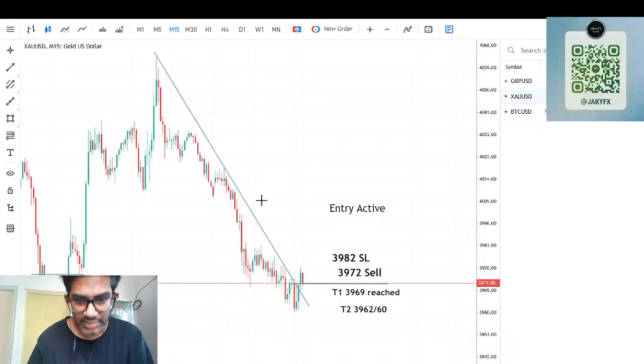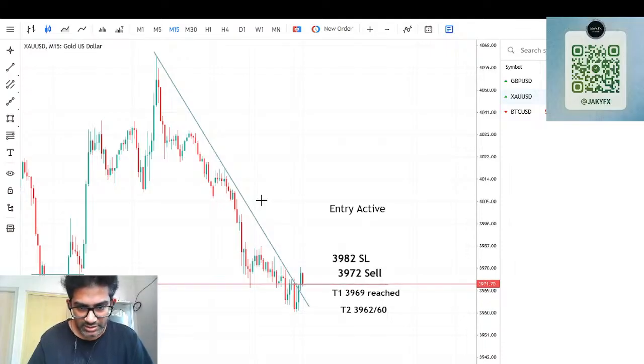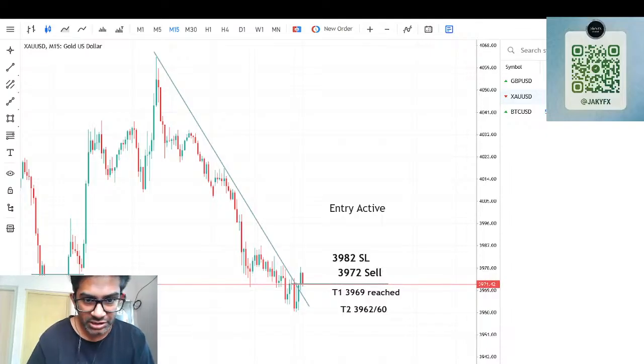You can always be ready to book your partial profits as and when it reaches 3969. Always be ready to book the profits क्योंकि volatility आज ज़्यादा है, so it's more volatile. It can sweep liquidity on both sides suddenly. So always book partial profits at the first target, which is 3969. Let's keep watching the charts.